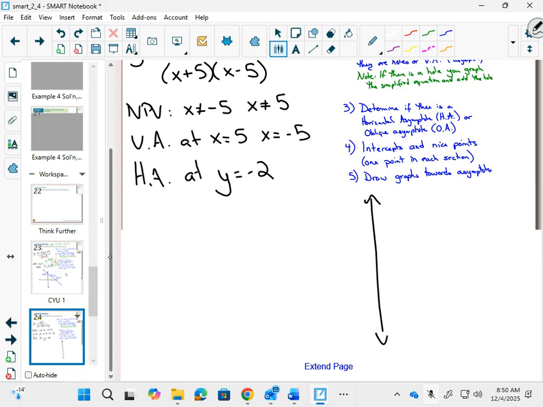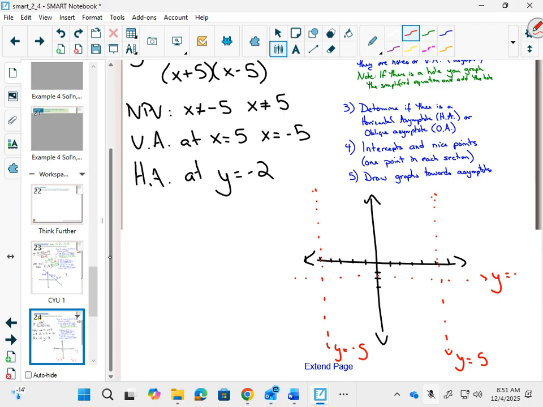And once I've done all my asymptotes, that's when I like to start graphing. So 1, 2, 3, 4, 5, 6. I'll put my asymptotes on there.